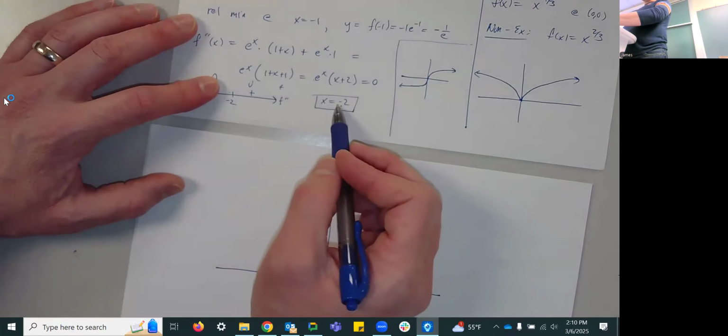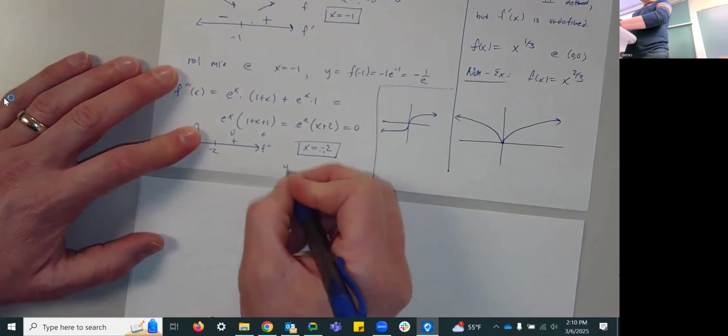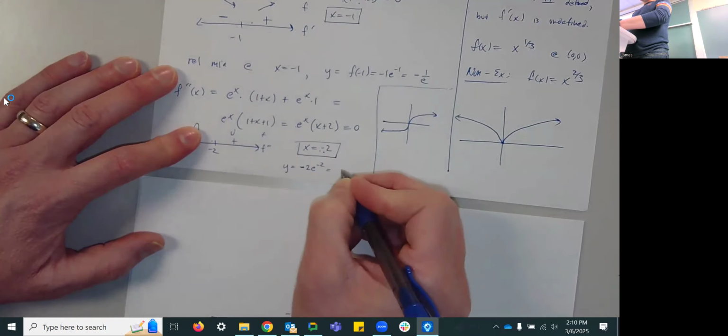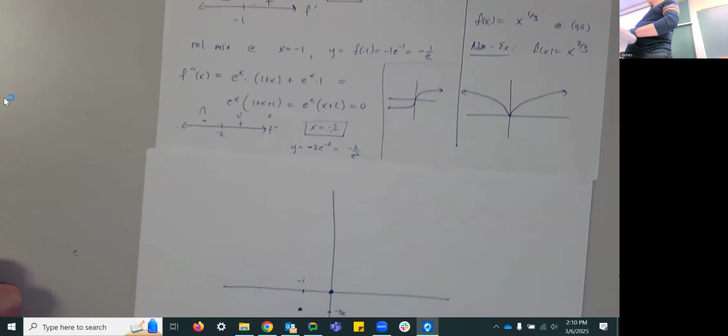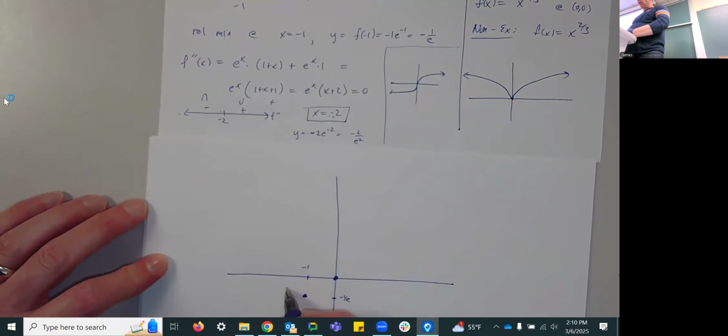Sorry, plugging x equals -2 back into the original function, x e to the negative x, y is going to equal -2 e to the 2, which is -2 over e squared. E squared is pretty close to 8. So -2 over e squared is pretty close to -1/4. And not surprisingly, it should be a little higher up than my minimum.